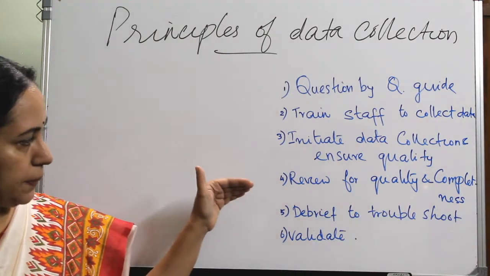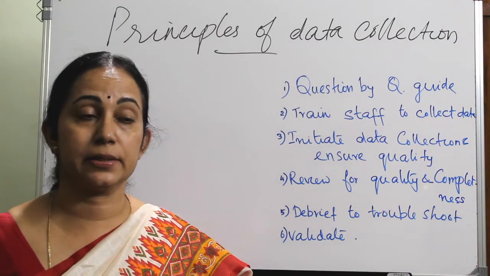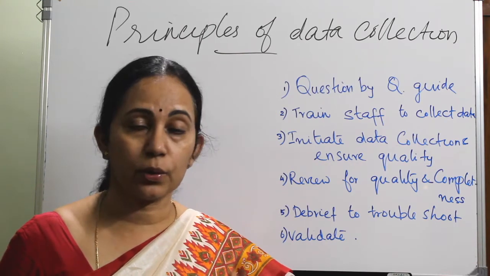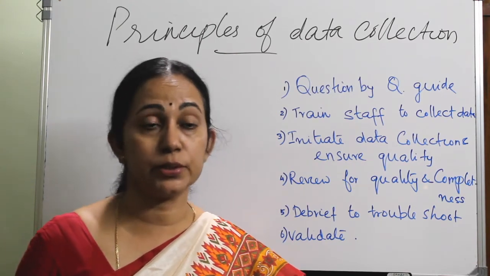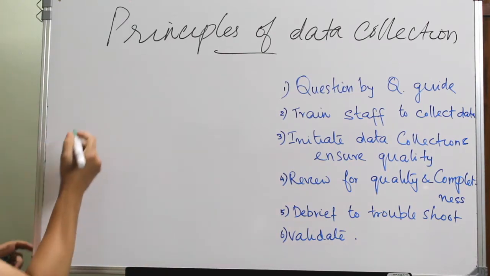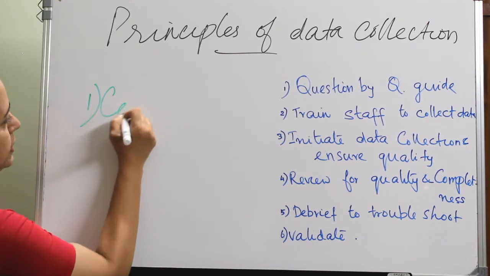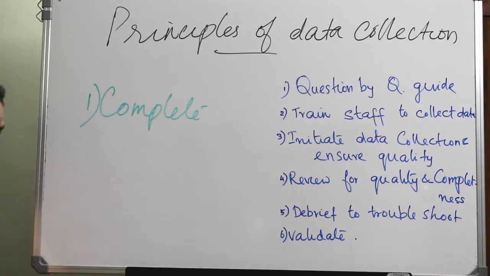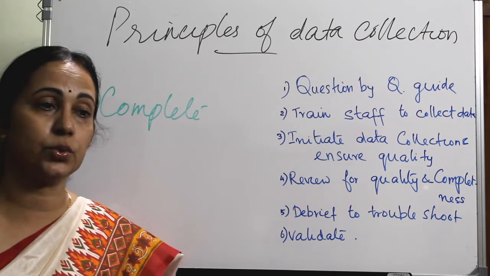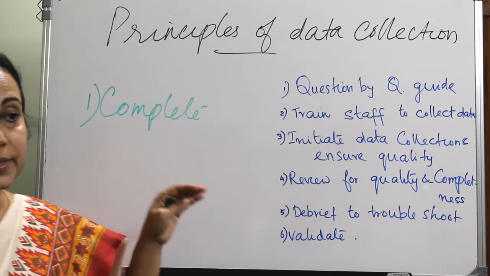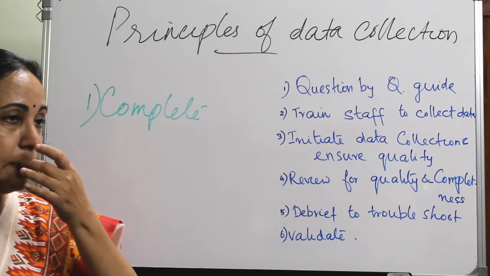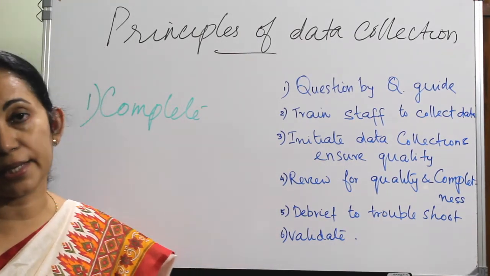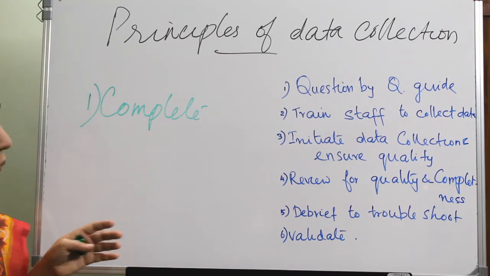And in the fourth step, that is review for quality and completeness, each team or each investigator should make sure that the data collected is complete. He should check it. What all things have to be checked? One is completeness. That is, he should ensure that no areas, no questions are missed or left blank. Sometimes the investigator may ask the questions but forget to write it. So that has to be checked.